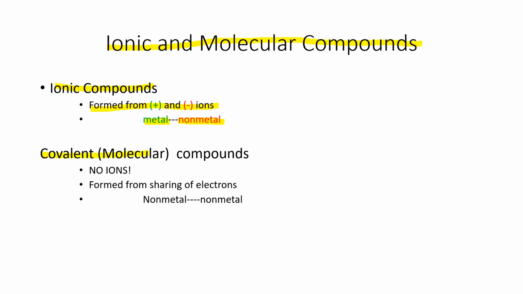Later on, we'll deal with covalent compounds, which are not formed from ions. Here, you get a sharing of electrons keeping the pieces together. Your hint for dealing with these is that you'll have two nonmetals bonded together.